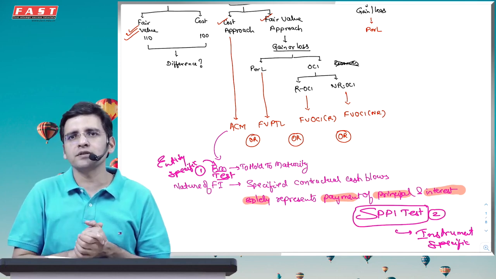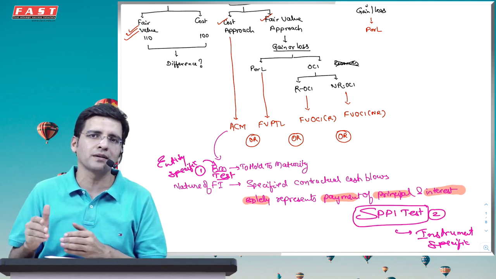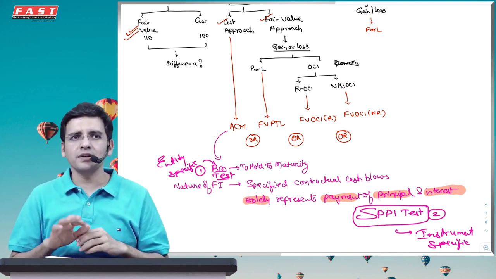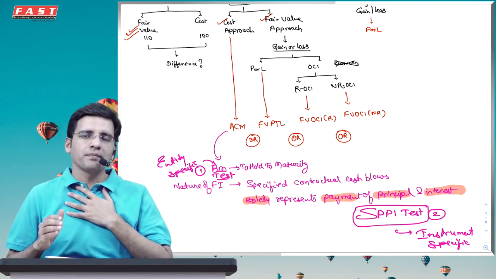Which fair value method to use? If your business is to trade, irrespective of the nature of instrument, you have to use FVTPL. That means fair value through profit or loss. And if you say that your business model is actually to hold or sell, then in that case you can use FVOCI, which is fair value through other comprehensive income.